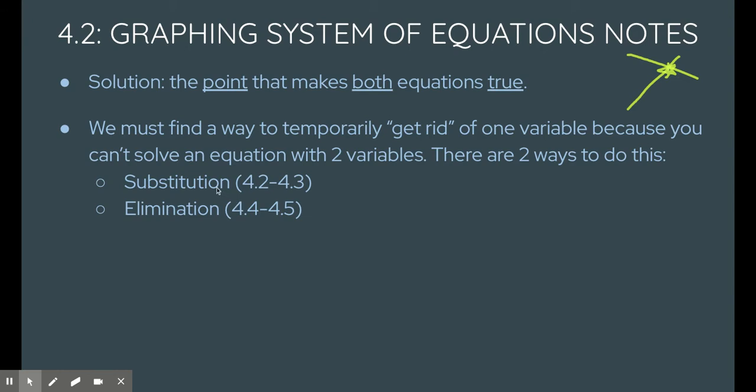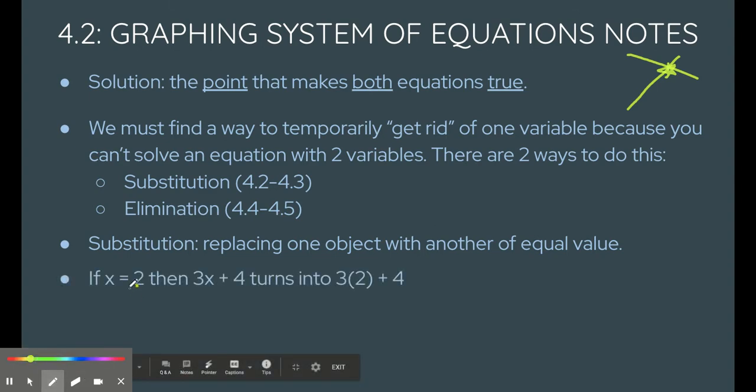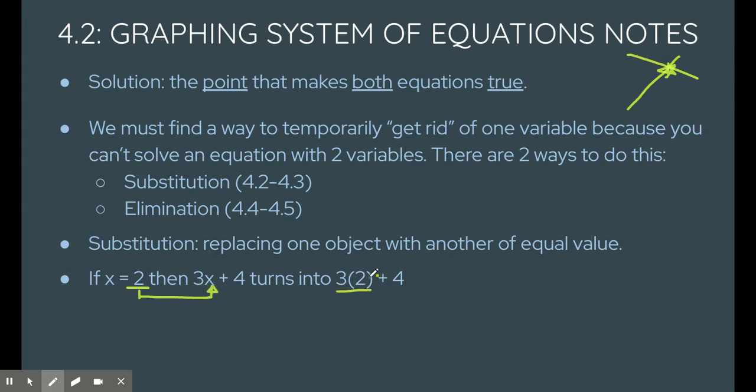For today, substitution, or to substitute, means to replace an object with another of equal value. So you can't just willy-nilly replace it with whatever you want. You need to make sure that they have an equal value. Here's an example. If x equals 2, since x is 2, we can take that 2 and replace it or substitute it in for x right here. And it ends up looking like this.